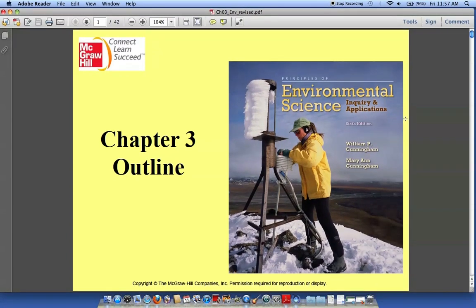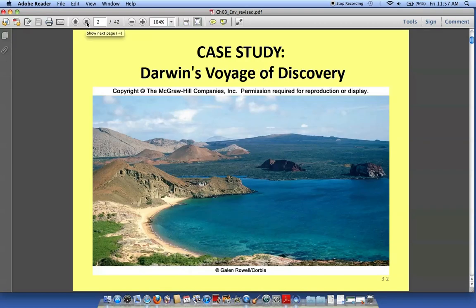This chapter is about some really interesting information. Evolution, species, interactions, and communities. It begins with Darwin's voyage, a case study about the Galapagos Islands and all the interesting things he found out there.